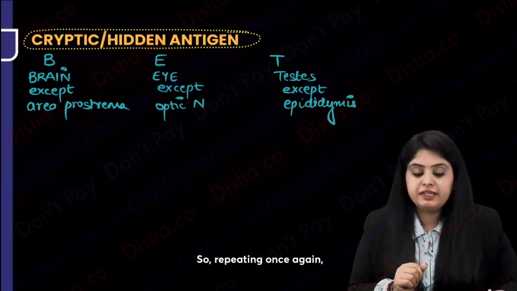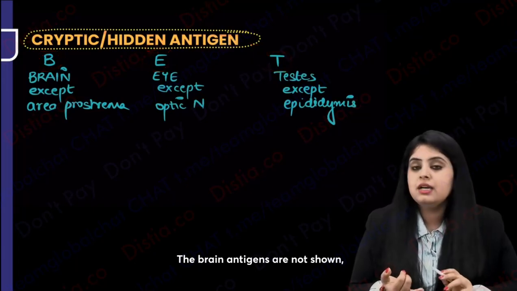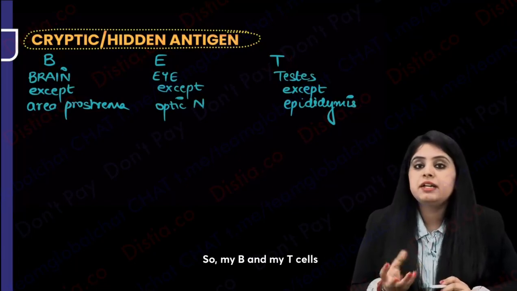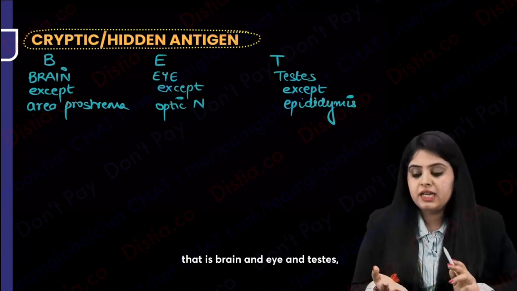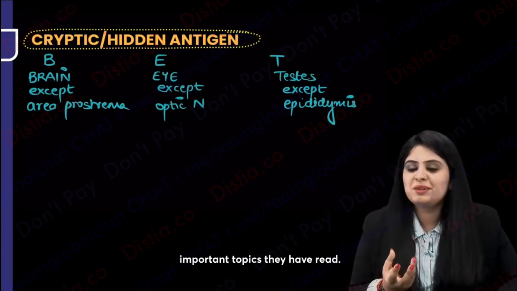Epididymis. So repeating once again, what are the places which are not shown? The brain antigens are not shown, eye antigens are not shown, testicular antigens are not shown. So my B and my T cells have never read 3 chapters. They have never read 3 chapters. That is brain and eye and testis. They have never read. But in the brain, some important topics they have read.